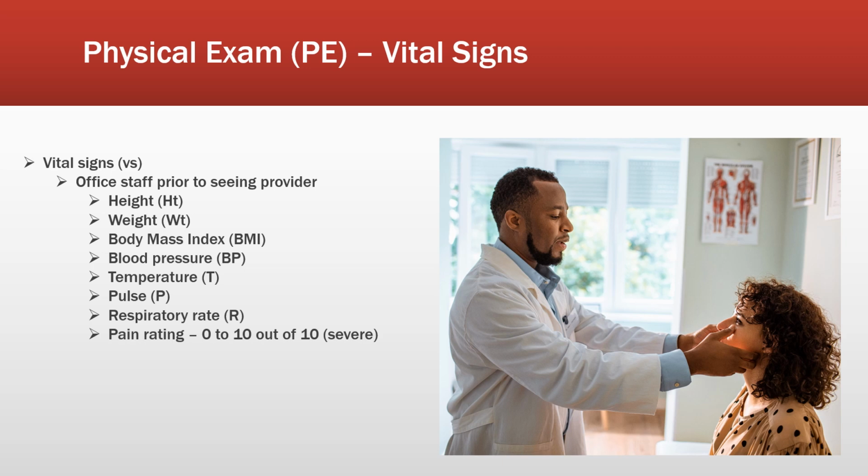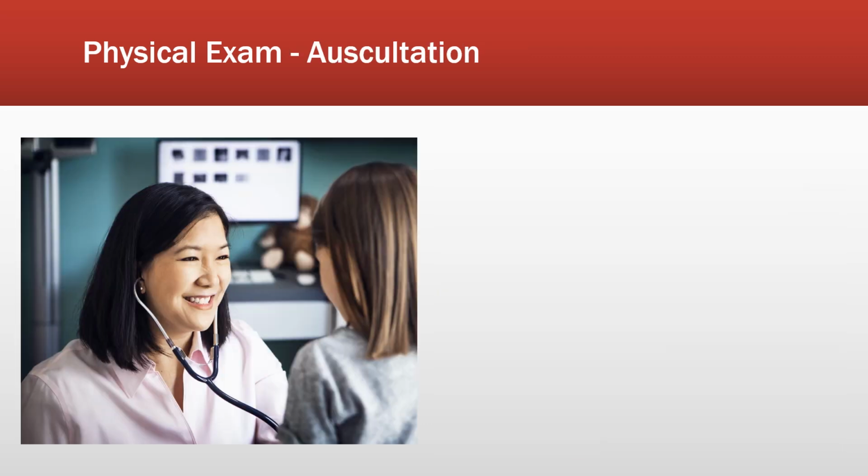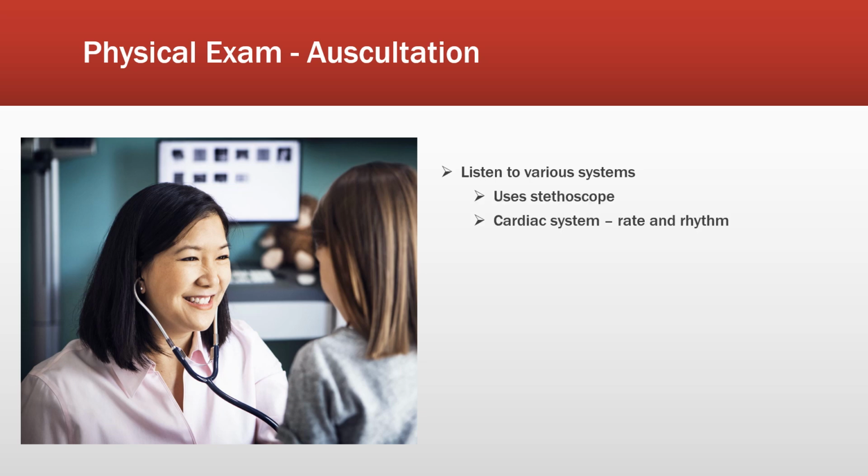Once the provider begins examining the patient, they will normally begin with visual inspection first, including symmetry, color, size, and any notable deformities. Next, the provider will move on to auscultation of various systems using a stethoscope. The cardiac system will be assessed for rate and rhythm. Abnormal findings would include a gallop or a rub, as well as arrhythmias or murmurs.